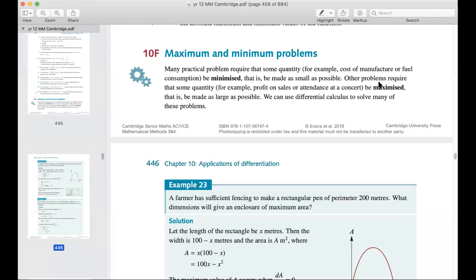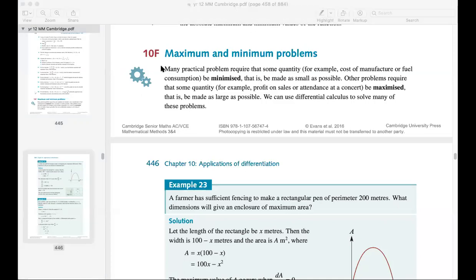Welcome back, guys. Today for this video, we try to finish all of chapter 10. The next one, we're going to move to chapter 11. Okay, so 10F is the maximum and minimum problems.